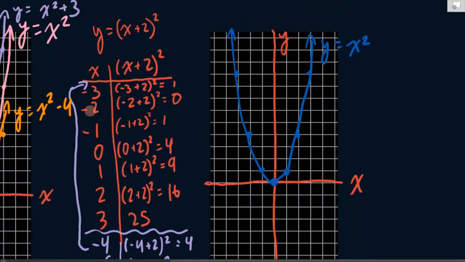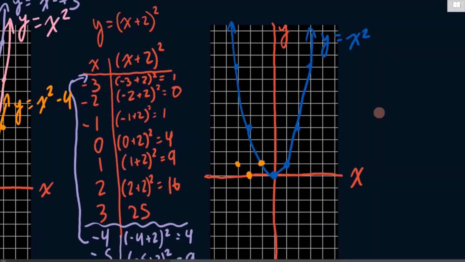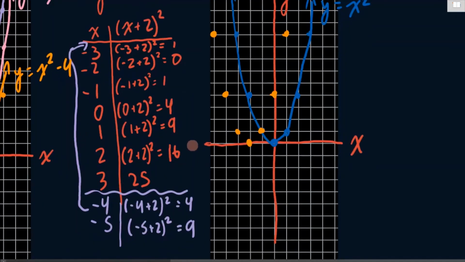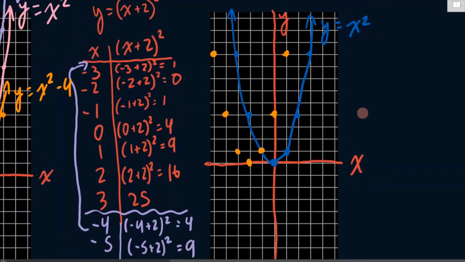So -2 on our x-axis gives us 0 on our y-axis. -1, 1 is a point, and -3, 1 is a point. 0, 4 is a point. By symmetry, our blue function is symmetrical across 0, 0. This function is going to be symmetrical across our vertex down here. And then our next point is going to be 1, 9, and our other point is -5, 9.